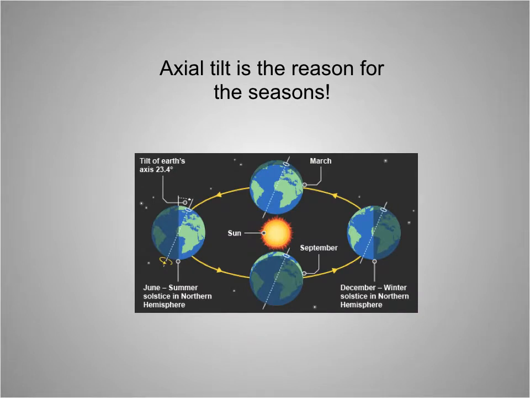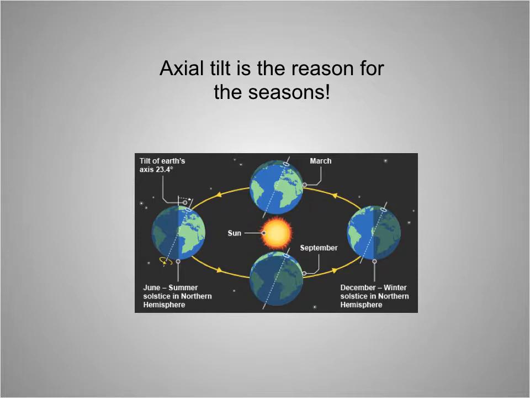Another thing that our axis is responsible for is producing the seasons we experience. A common misconception is that when we have summer, it's because the Earth is closer to the sun. But if that were the case, then everywhere across the globe would experience summer at the same time. And you may already be aware that when it's summertime here in the northern hemisphere, it's actually wintertime in the southern hemisphere. So if it was because of the Earth being closer, then the southern hemisphere would not have winter, it would also have summer.